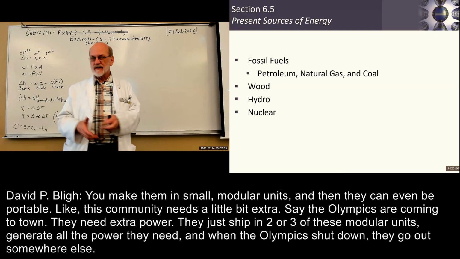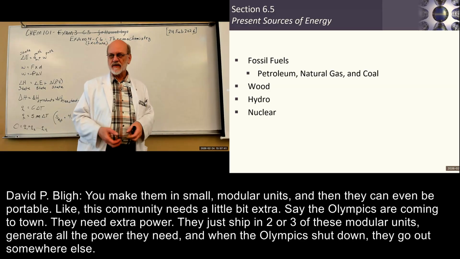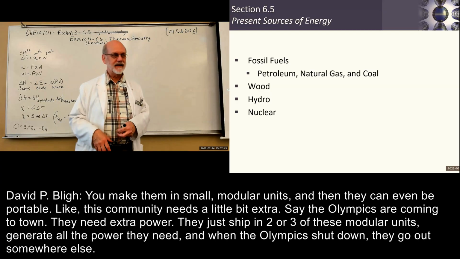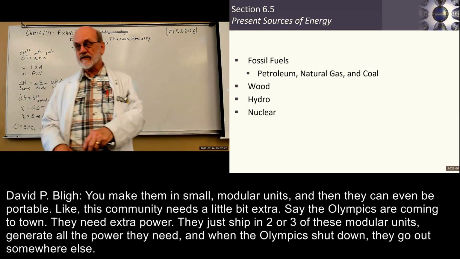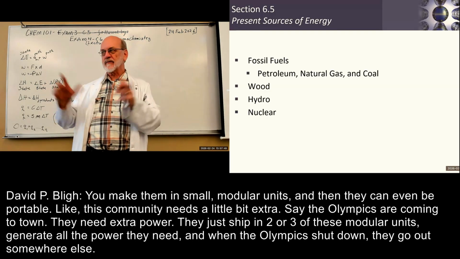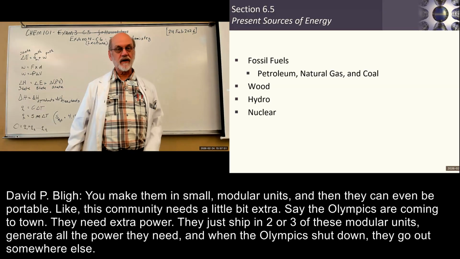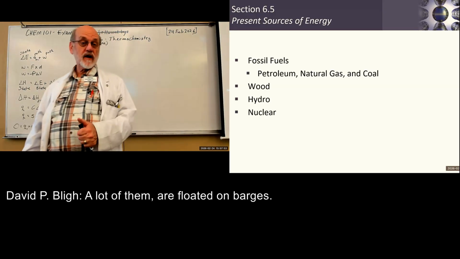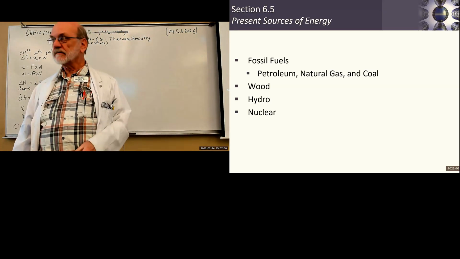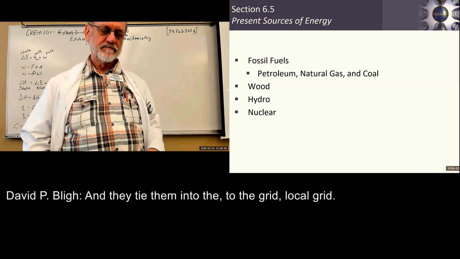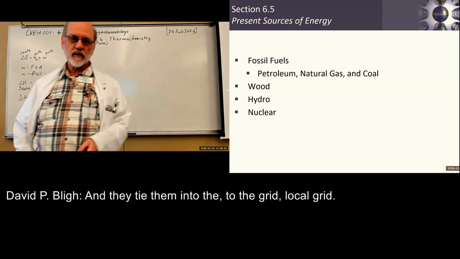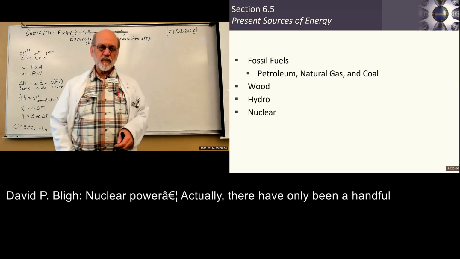Like this community needs a little bit extra. Say the Olympics are coming to town. They need extra power. They just ship in 2 or 3 of these modular units, generate all the power they need, and when the Olympics shut down, they go out somewhere else. A lot of them are floated on barges, and they tie them into the grid, local grid.